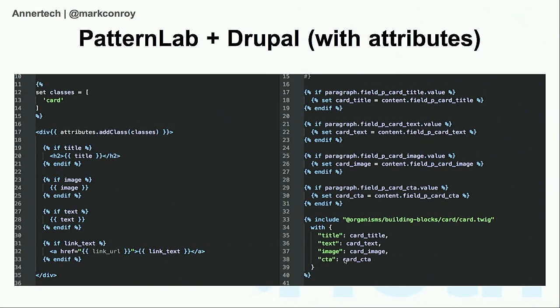On the left-hand side in Pattern Lab, we put our if statements data. If there's a title, print the title. If there's an image, print the image. So this will allow the editors to not have an image if they want, or to not have a title if they so choose.